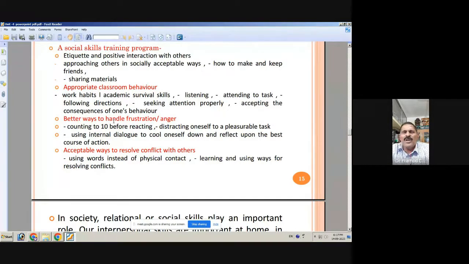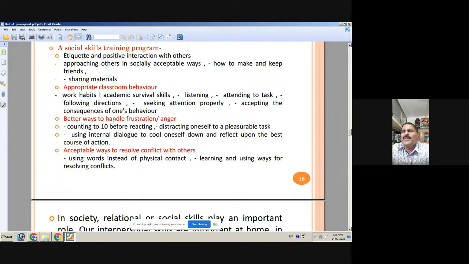You always have the patience to listen to others. You will not have to argue with others. And whatever the task the teachers are giving, you must attend it. You must follow the directions. You must give attention properly. And you must accept the consequences of your behavior.